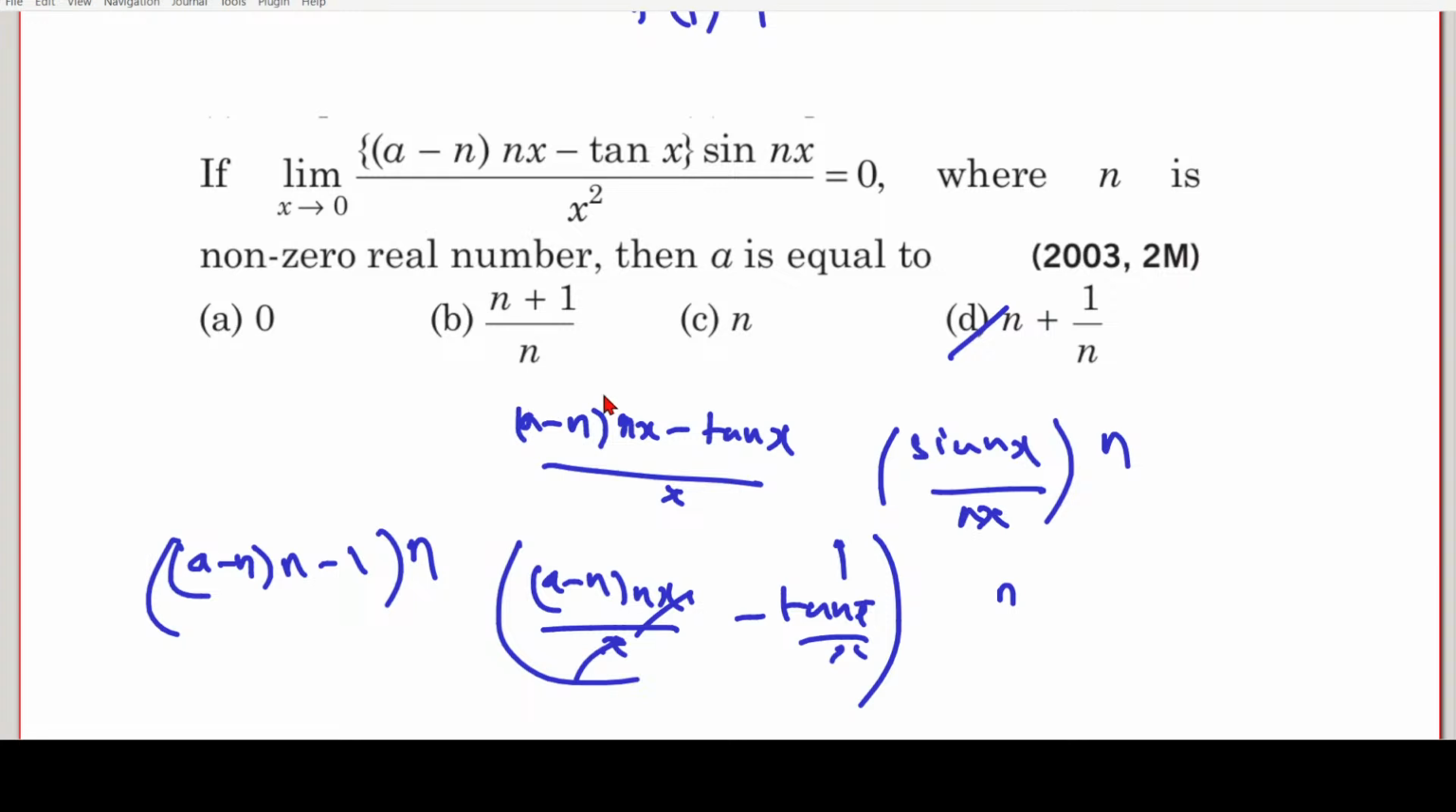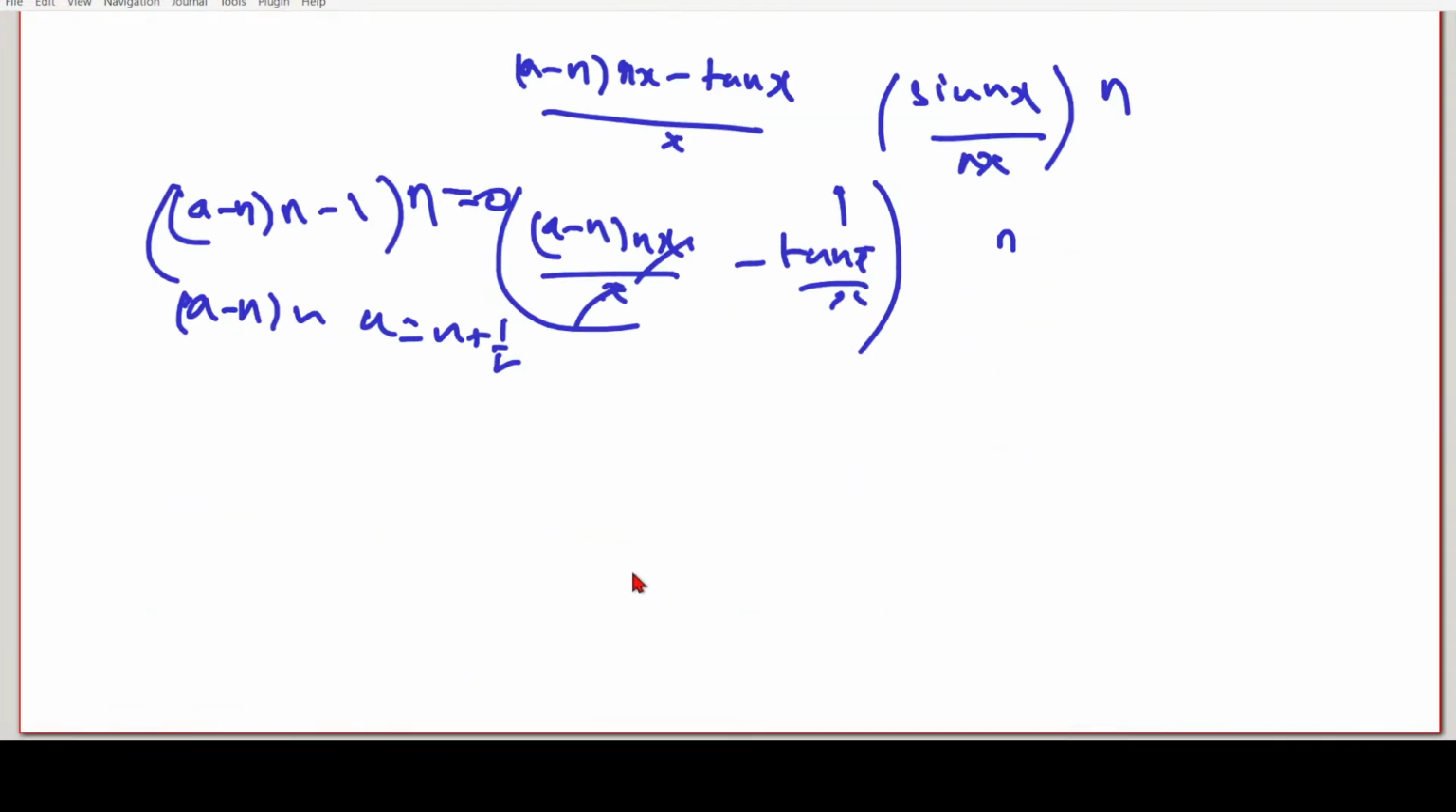Sir, so you got n plus 1 by n, no? This will be 0, sir. And a minus n into n minus 1 into n, this should be 0. Agreed? So on simplifying, a equal to n plus 1 by n, right? Okay, very good. You have done similar things before, no? No, sir, this is the first. Okay, but this is easy only.